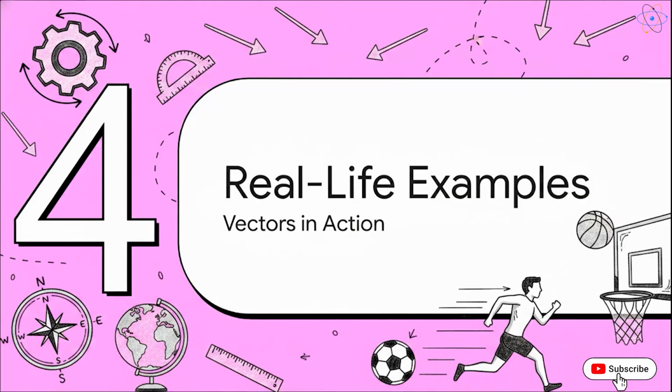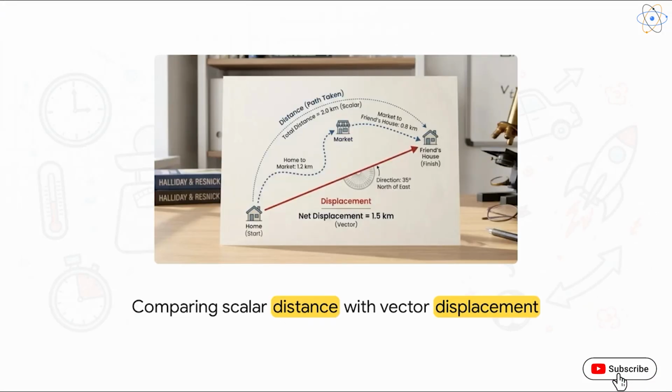Section 4, Real-Life Vector Examples. Let's step out of the textbook and see how this stuff actually shapes the real world around us. Let's talk about getting around, navigation. Say you walk from your house, stop at a market, and then finally get to your friend's house. That dotted line right there is the winding path you walked.